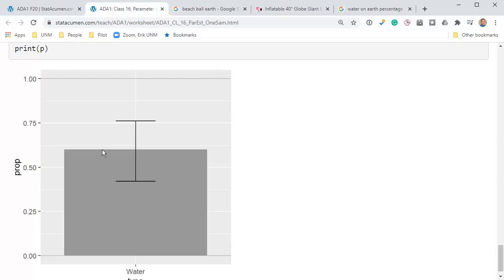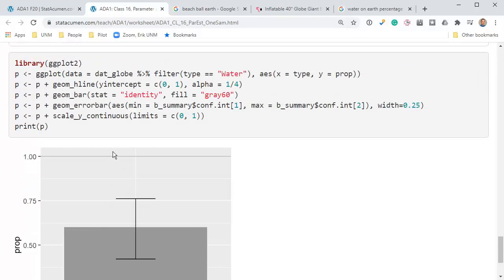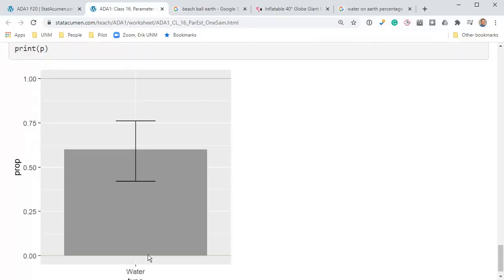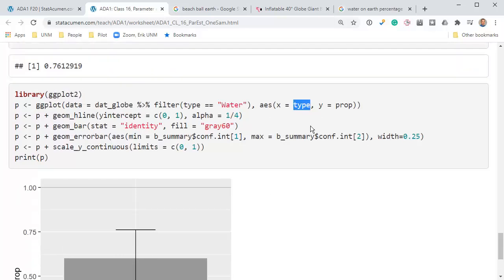This is why bar plots are such an inefficient method for plotting data, because there's a lot of ink used for a single number. Anyway, so I've taken the data, filtered it just to the row equaling water. X equals type, that's this x-axis down here that's labeled water. The height of the bar, y, is the proportion, that's 0.6.